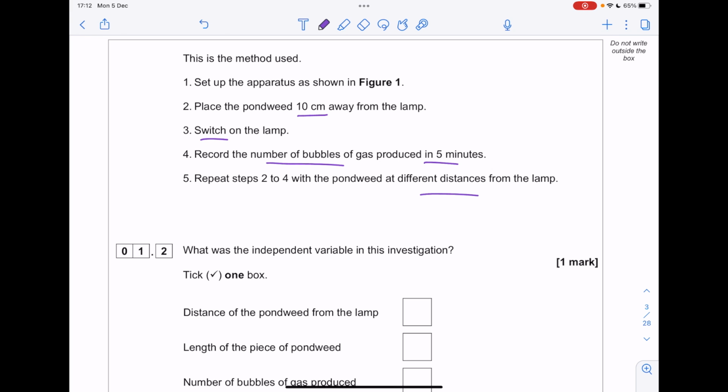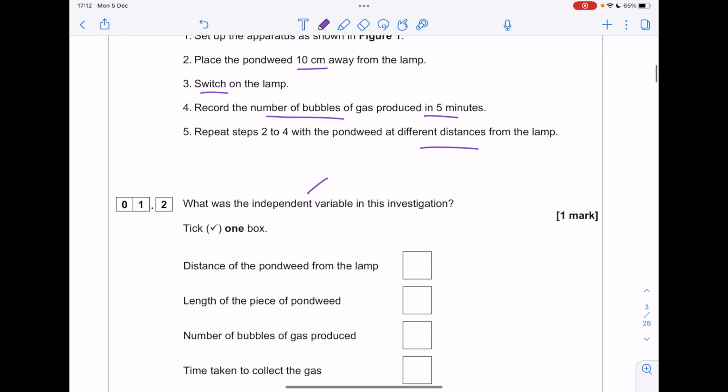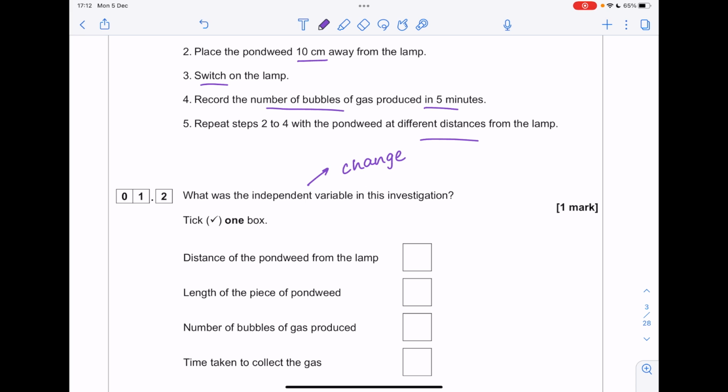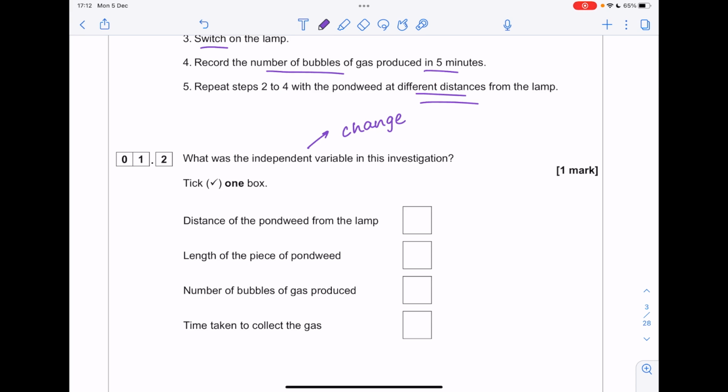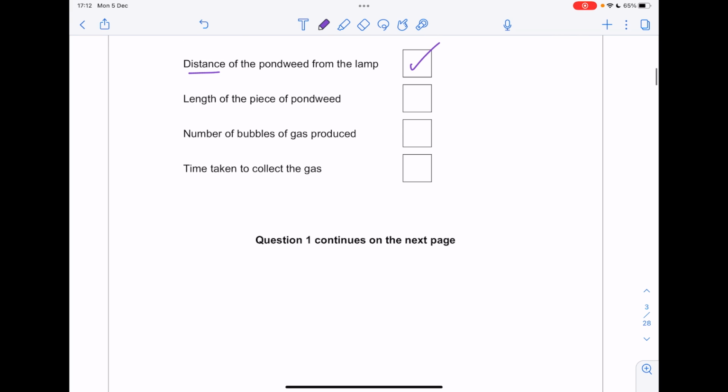So what was the independent variable in this investigation? Well, that is what you're changing, which, remember, they told us before was the light intensity, which they were affecting by changing the distance. So it's actually going to be this first option here, distance of the pondweed from the lamp. If they'd asked you what the dependent variable was, what you're measuring, it would have been this answer here.